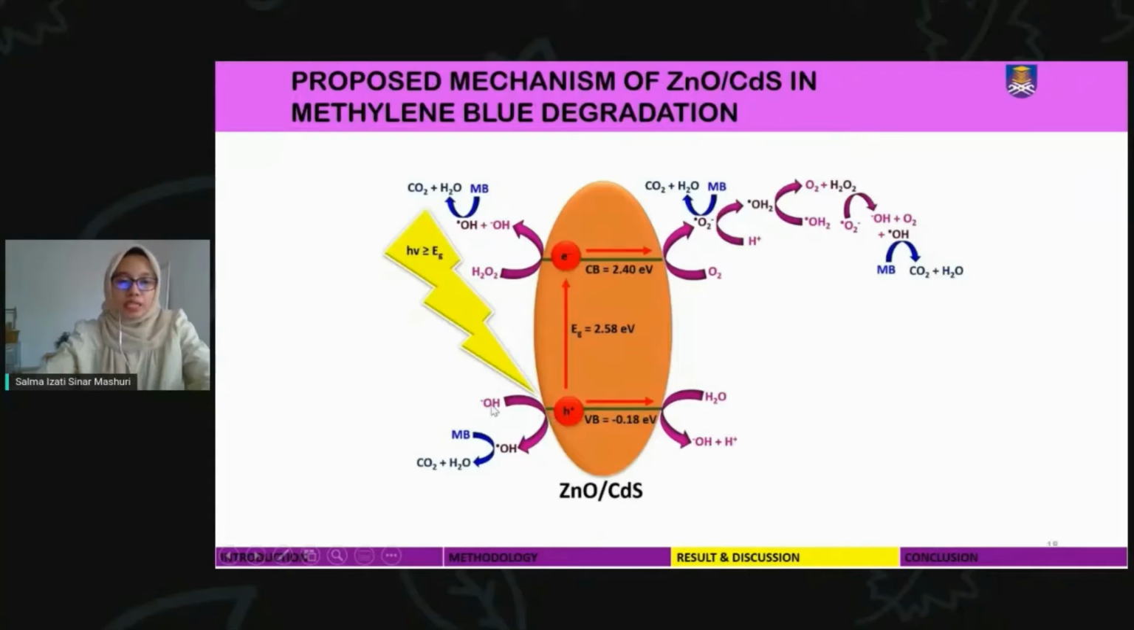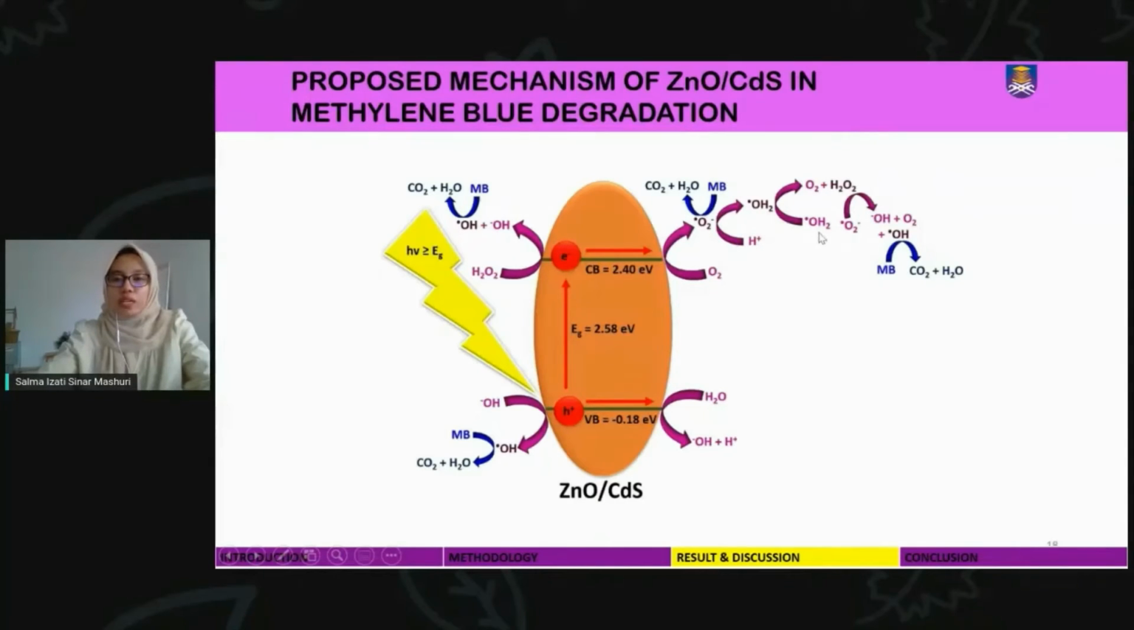And then further, the hydroxyl ion reacts with hole, it will become hydroxyl radical. So this radical is responsible to degrade the methylene blue. At the electron, when it reacts with diffused oxygen, it will produce superoxide. So superoxide has two roles here. First, directly degrade the methylene blue. Another one, when it reacts with hydrogen ion, it will become OH2 radical.